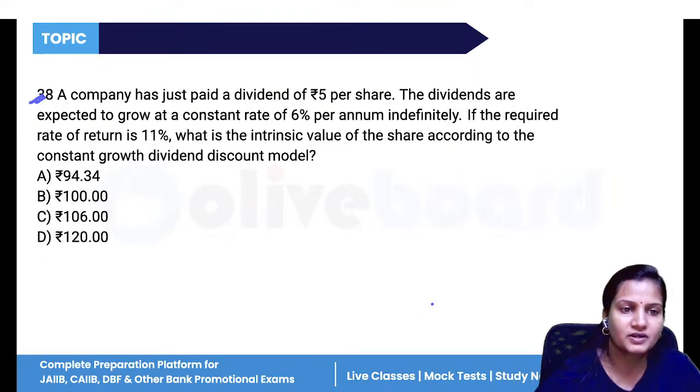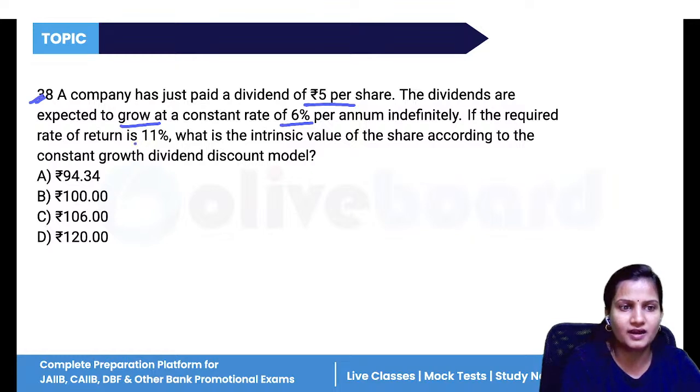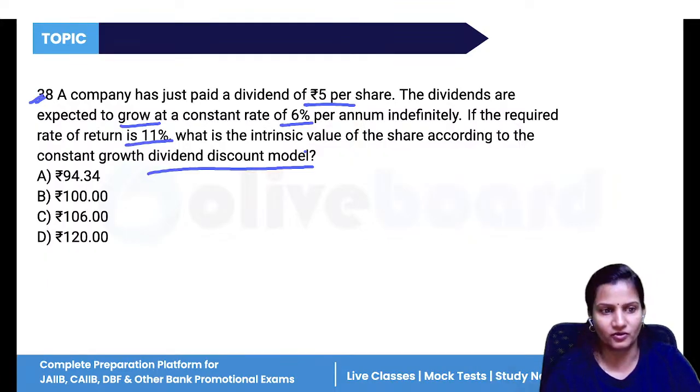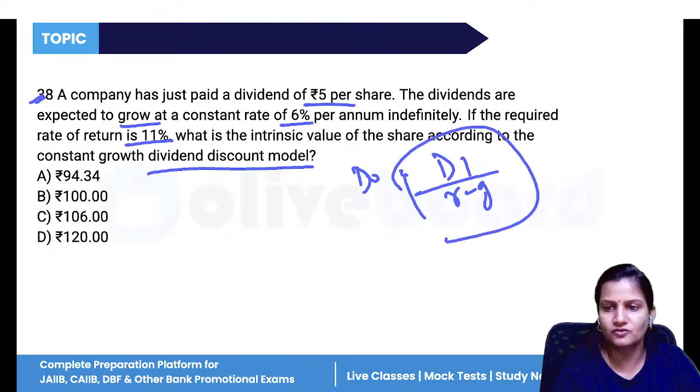Now, question number 38. Dividend is 5 per share. Dividends are expected to grow at a constant rate of 6% and the required rate of return is given. Everything is given. Now you have to compute using the dividend discount model. Tell me the answer. First, you have to find D1. The value of D0 is given. You have to find the value of D1, then D1 over R minus G. Can you compute this?